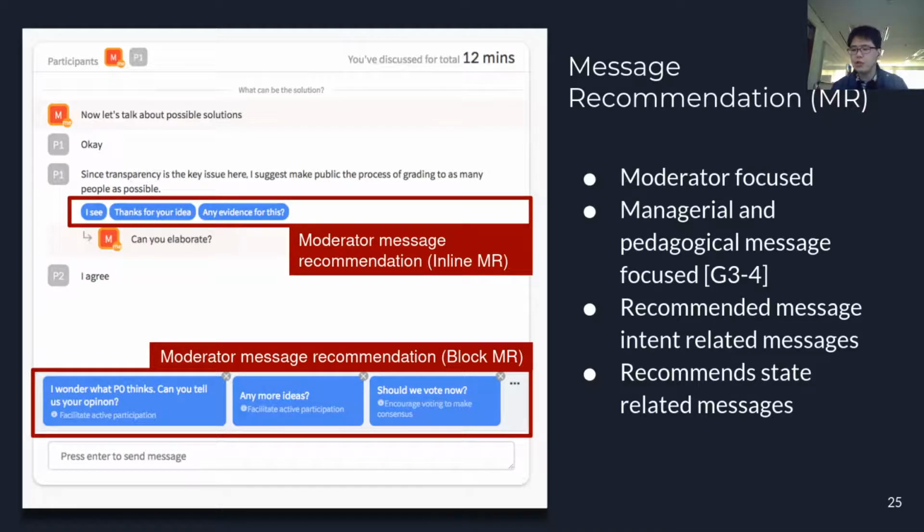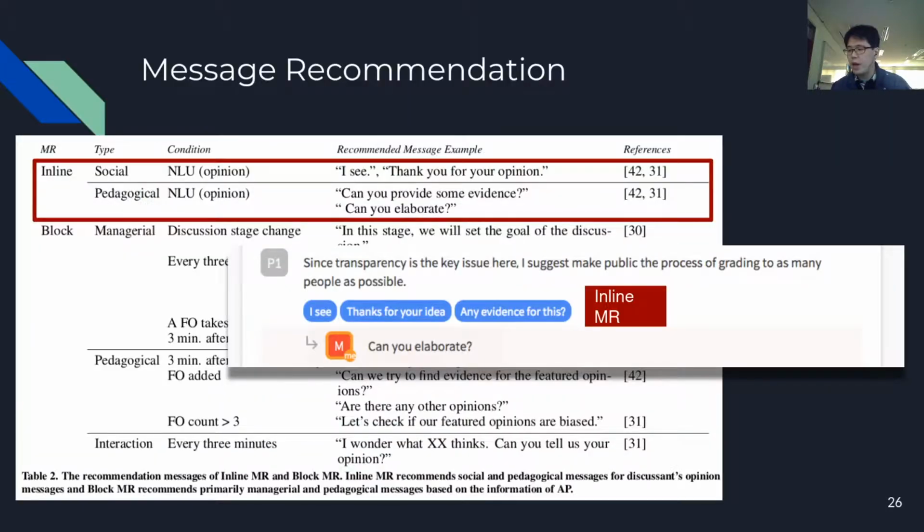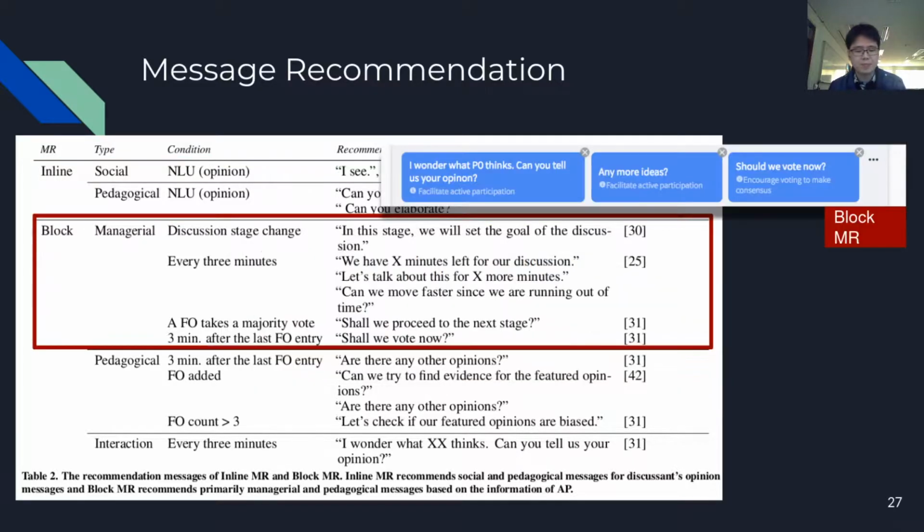It uses NLU, or natural language understanding, which categorizes users' messages into intents. ML uses the information from the agenda panel and NLU events and recommends context-sensitive moderator messages in real time. For example, when a discussant shares his or her opinion, NLU recognizes it and recommends a social message like, "I see, thank you for your opinion," or a pedagogical support message like, "Can you provide some evidence?"